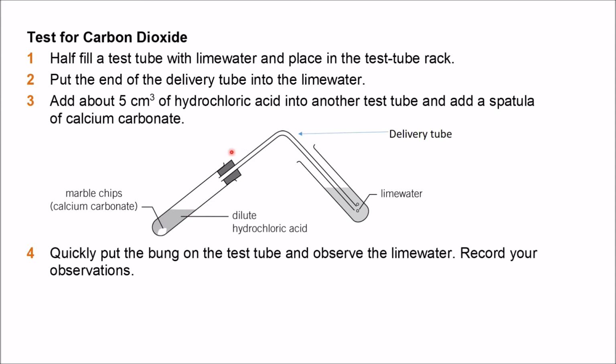So what we do is we put a bung on the top once we've put the marble chips and the dilute hydrochloric acid in, and then we have a delivery tube that runs into a different test tube, and that different test tube is filled with lime water. Now lime water, once it detects the presence of carbon dioxide, it will turn cloudy.